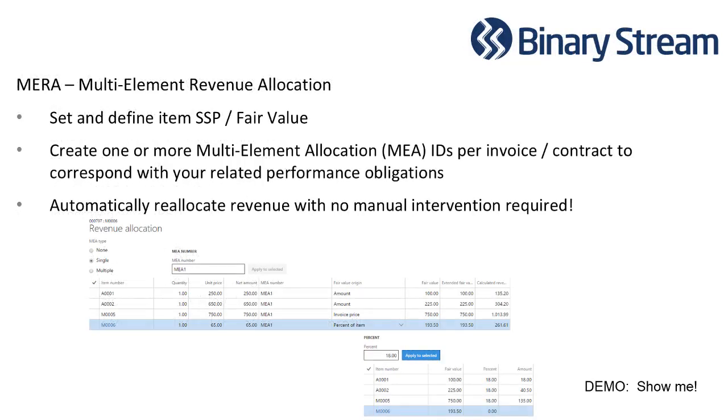The multi-element revenue allocation allows you to set and define a standalone selling price or a fair value for each of the performance obligations on your contract. You can then create one or more multi-element allocation IDs per invoice or contract to simply say these performance obligations go together, and then revenue is reallocated based upon that relationship.